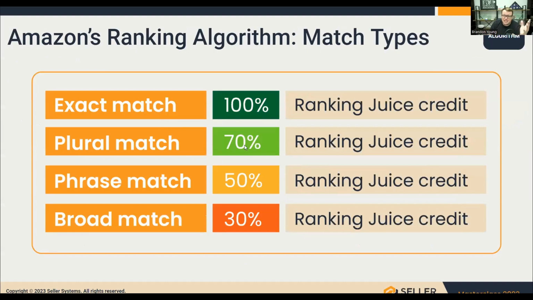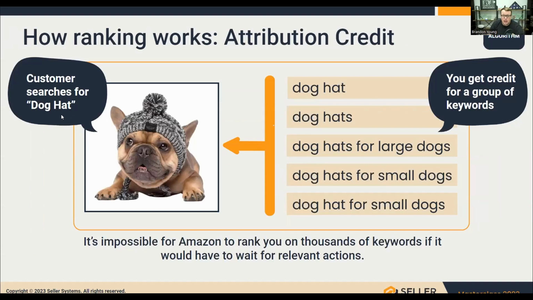Plural match might be 70%. And so if they search for dog hat, you're going to get 70% ranking juice credit for the keyword dog hats, because it's the exact same thing, but just different by a plural, right? Now, for ranking, plurals are different from each other. If you search right now on Amazon for dog hat and dog hats, you'll get different sets of search results.